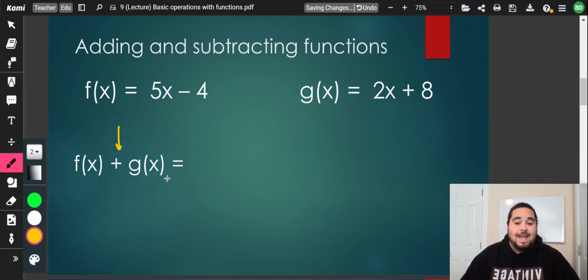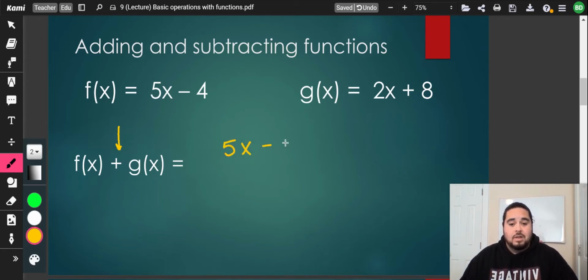So I like to stack these like we did in elementary school. So f of x I'm going to put up here. We have 5x minus 4. And then right underneath that, I'm going to line up the same terms. So I'm going to add 2x plus 8.